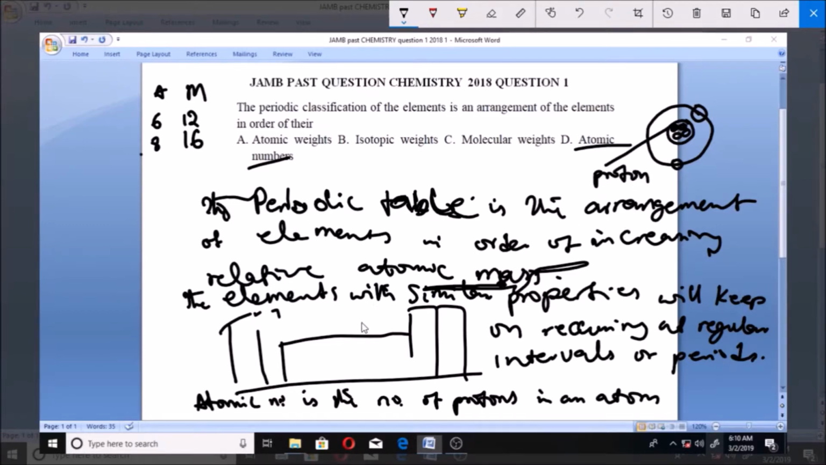Understand? So you find out that if you have an element with atomic number of 1, you're going to have the one of 2, you're going to have the one of 3, something like that. So these arrangements in the periodic table are actually according to their atomic numbers, or in this case atomic masses, and atomic mass is also a function of the atomic number. So it is not atomic weight, it is not isotopic weight, and it is not molecular weight. So the right option is the atomic numbers.